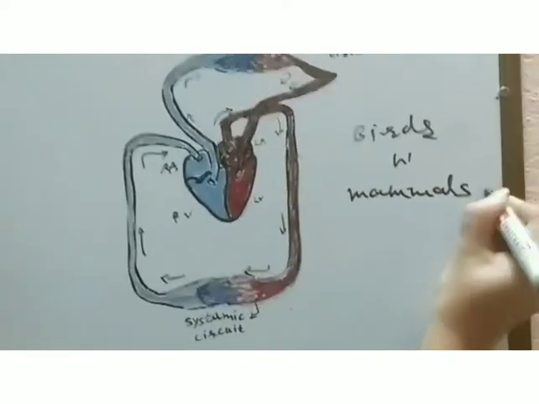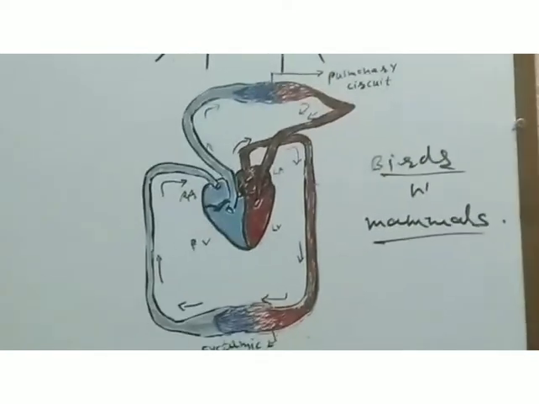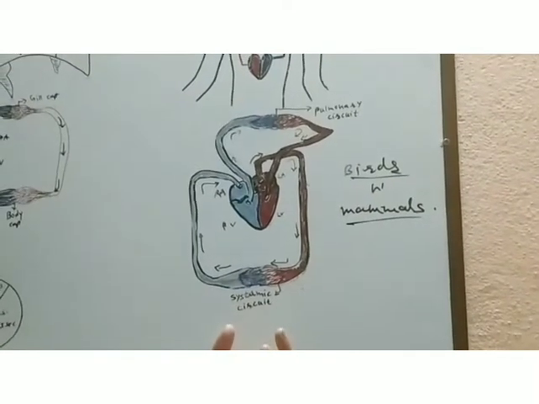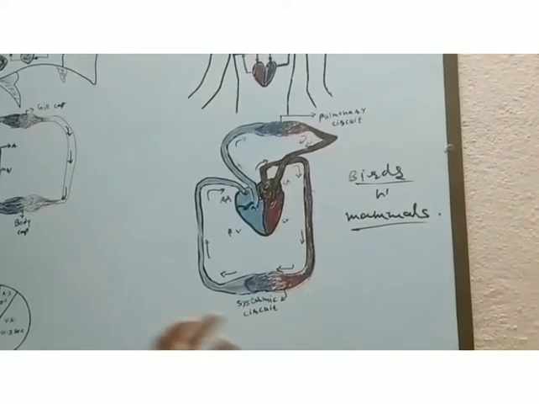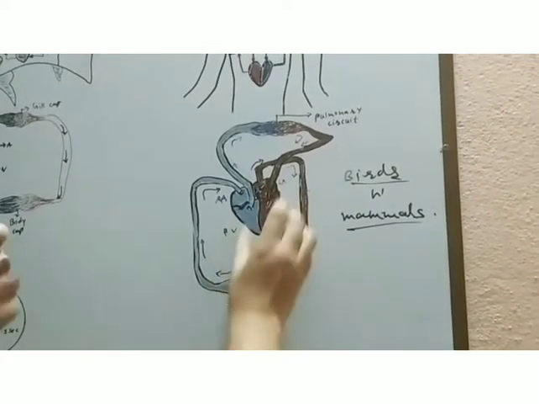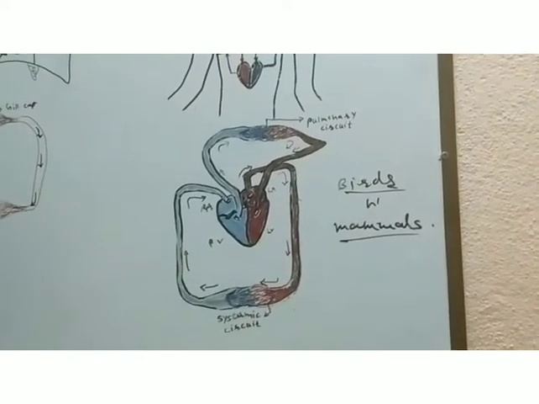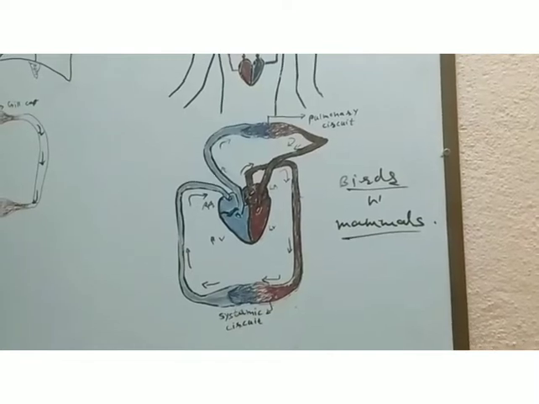These are the warm-blooded organisms which require energy from the blood, and that is why they cannot tolerate the mixing of deoxygenated and oxygenated blood. So the 4 chambers of the heart maintain this condition efficiently and prevent the mixing of this kind of blood.